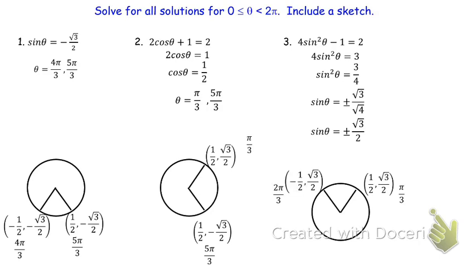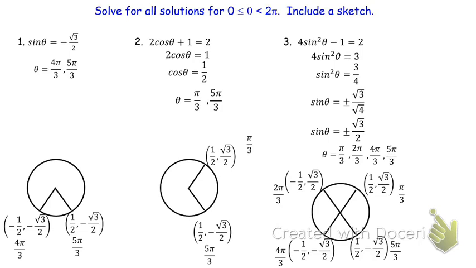But sine theta can also be negative root 3 over 2, which also happens in two places. It'll happen at 4 pi over 3 and 5 pi over 3. At these four angles, we have a y value that is either a positive or a negative root 3 over 2. So all four solutions are going to be possible between 0 and 2 pi. So therefore theta equals pi over 3, 2 pi over 3, 4 pi over 3, and 5 pi over 3.